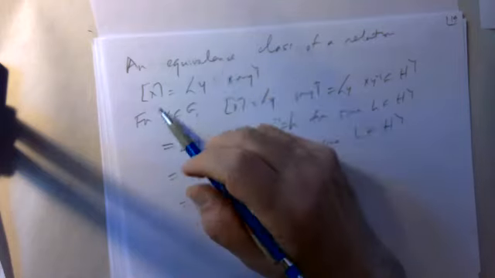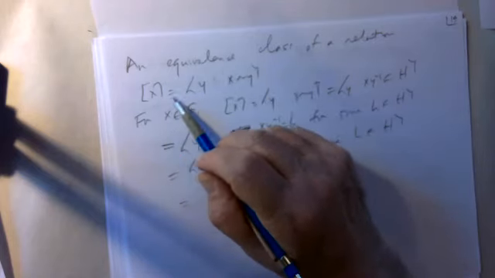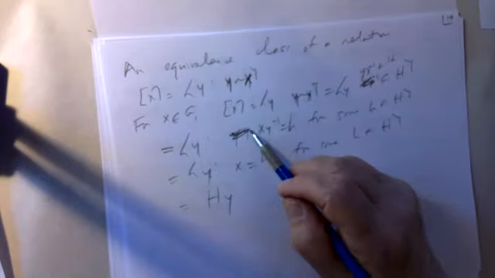Maybe I should have written it like this. The equivalence class of X is all Y such that Y is related to X. That's a better way to write it. So Y is related to X. That means YX inverse is in H. So this should be YX inverse equals h, Y equals hX. This is the equivalence class of X. That's a cleaner way to write it. In any case, that's the proof.